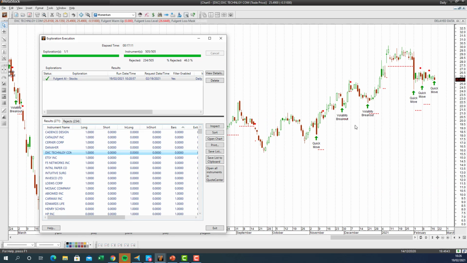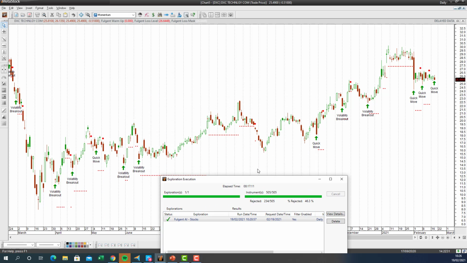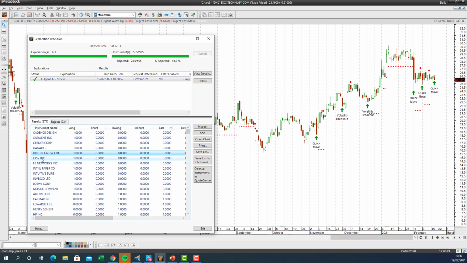Wow, hot off the press here. A lot of signals here. As well as, you can see historically, volatility breakout gave you a lot of high frequency trades to trade. Etsy.